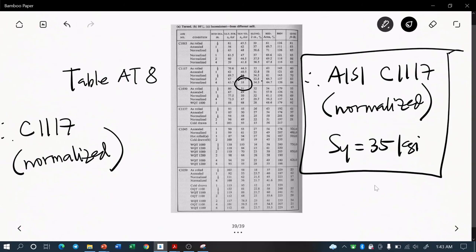So using the two tables showing the properties of different steel, table 87 and table 88, we looked for a steel that has the closest yield strength to 24 ksi, and here we found that the closest one is the AISI C1117, in a normalized condition, which has an S sub y of 35 ksi.